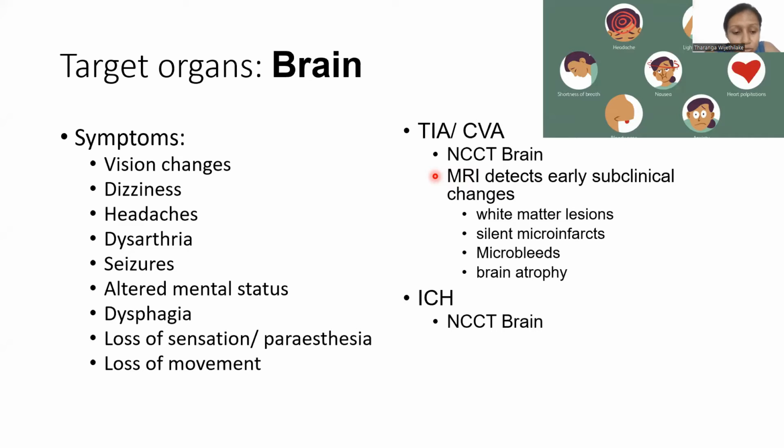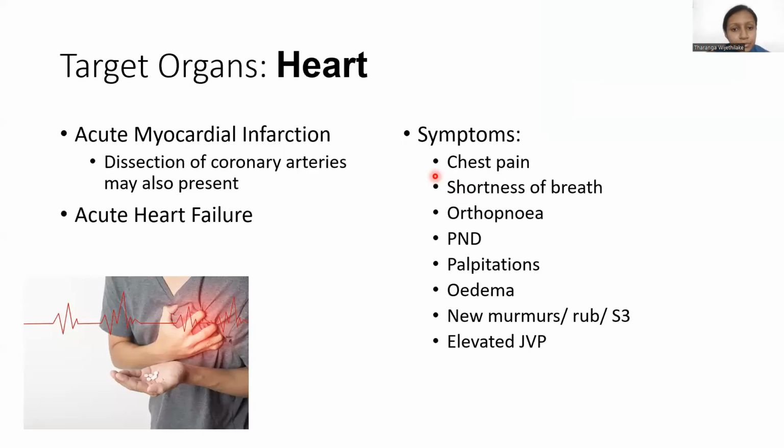Non-contrast CT brain is good to detect bleeds, also ischemic strokes. The MRI, if you get the privilege to do it, would detect white matter lesions, silent microinfarcts, microbleeds, and also cerebral atrophy. Right, so that's about the brain.